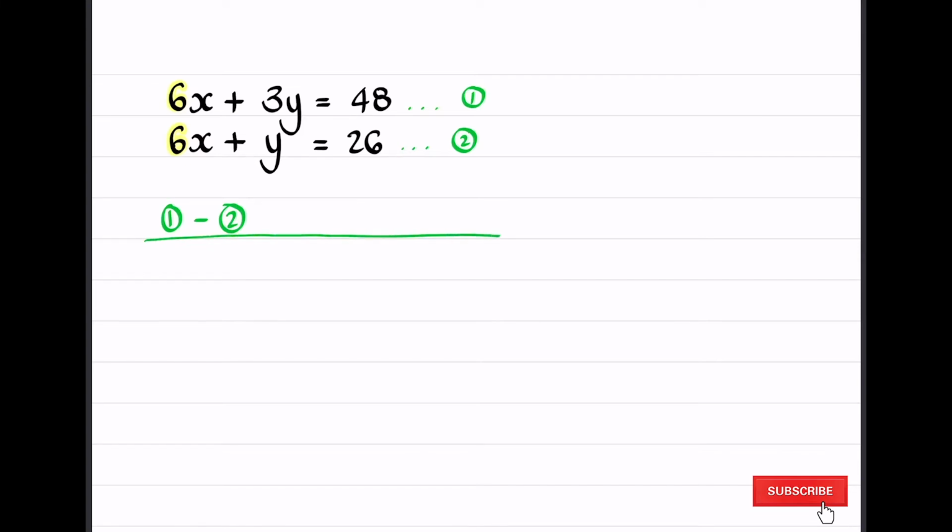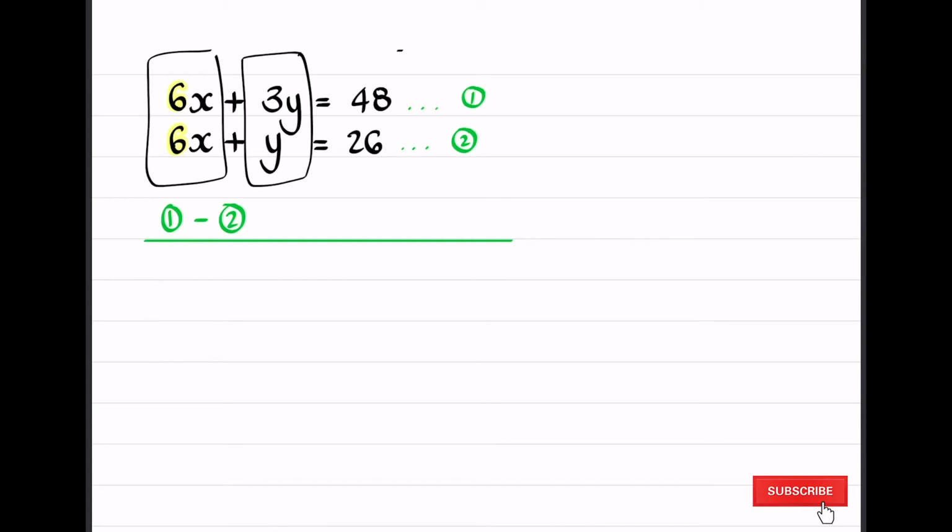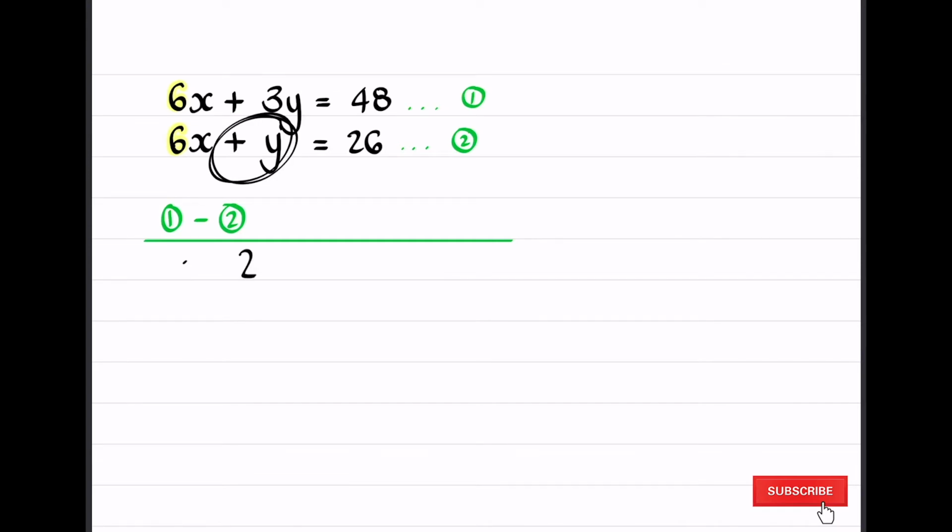So now what I can do is I can subtract these two equations from each other. So I'm going to subtract the x's, I'm going to subtract the y's, and I'm going to subtract the constants. Alright, so 6x minus 6x is going to cancel out. Then I have positive 3y, and then this will become minus y, right? Because positive 3y minus y gives me 2y equal to, and then I need to do the constants as well, and I'm subtracting them from each other. So 48 minus 26 is going to give me 22.